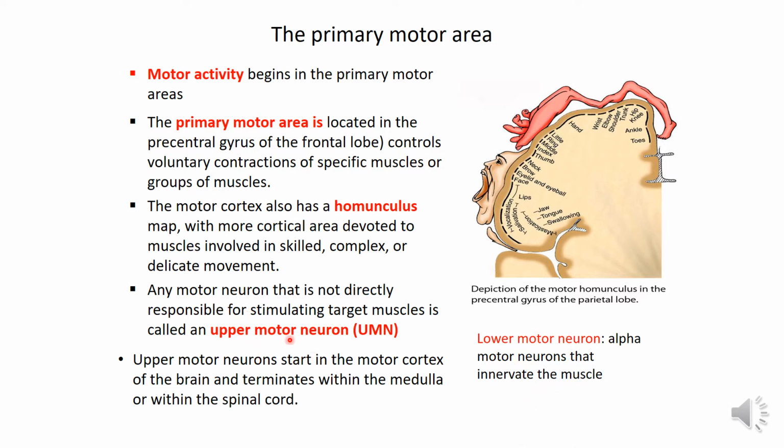If we have a lesion or damage in the upper motor neuron, this leads to loss of voluntary movement, and we have a paralysis. This type of paralysis is usually known as spastic paralysis. While if we interrupt the lower motor neuron, we also have paralysis, and the paralysis in this situation is known as flaccid paralysis. So the upper motor neuron and the lower motor neuron are essential for the production of voluntary movement.